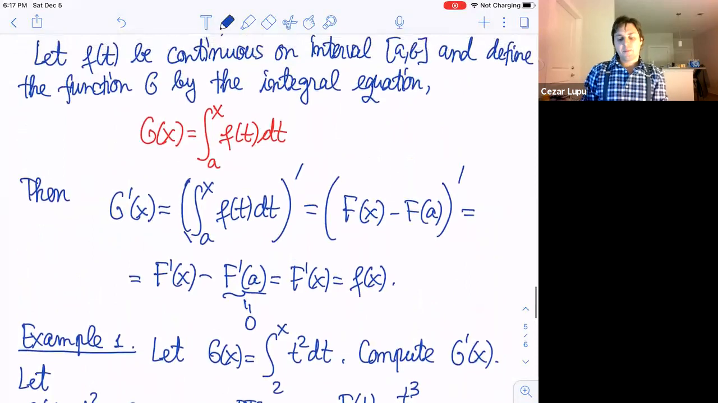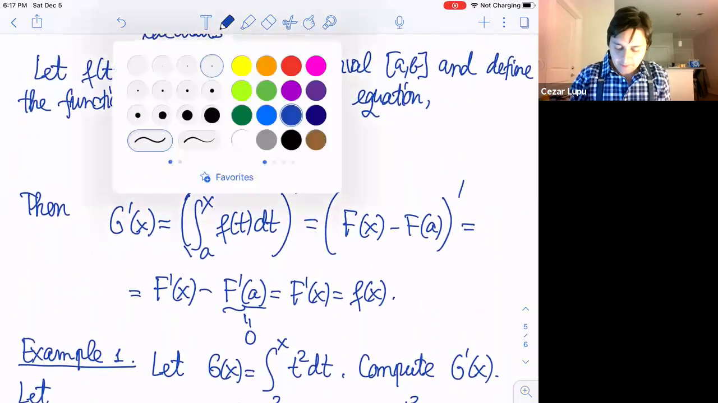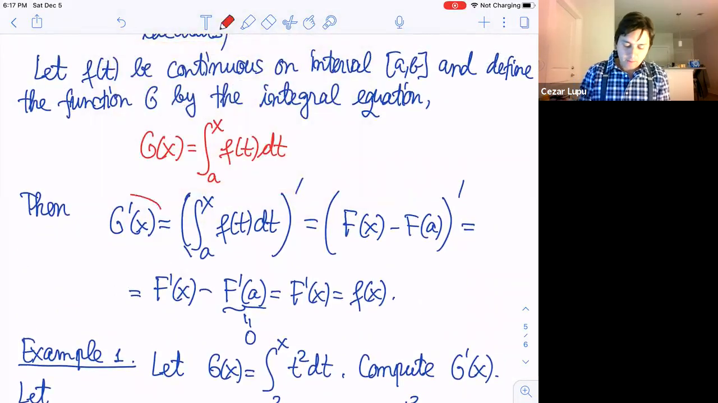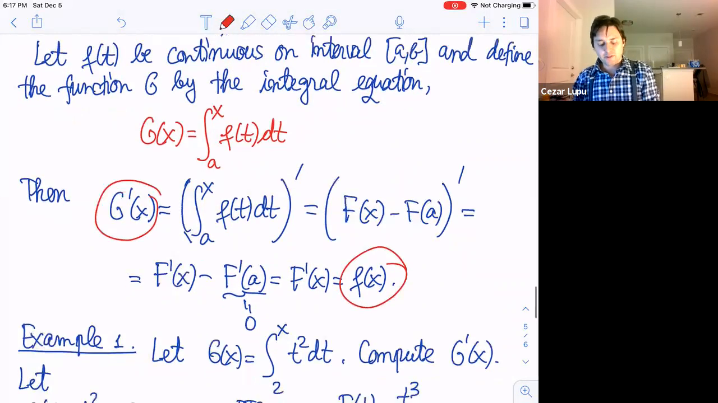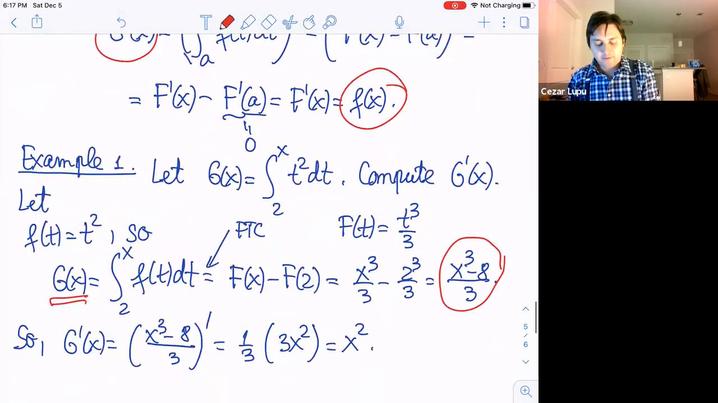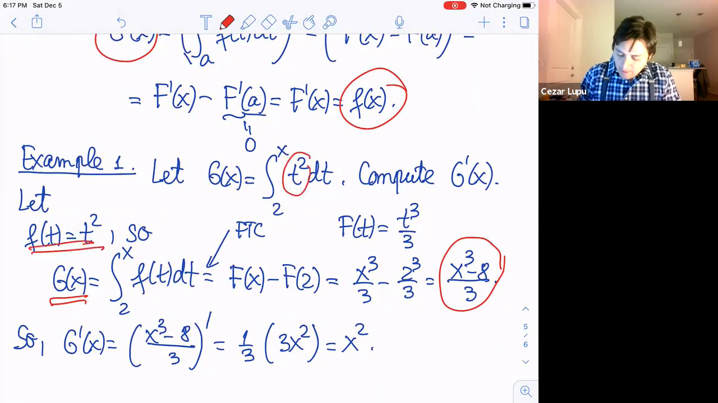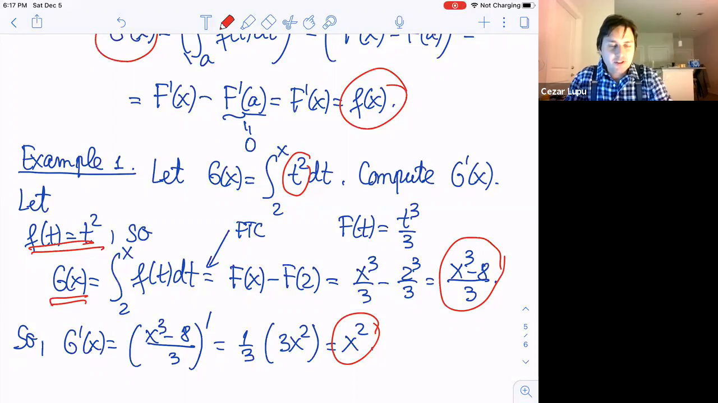Which will be, well, as you can see, if we go back with what we did, look, we identify here g prime of x. This is nothing else than just f of x. The function inside, you see, the function inside here is t squared. So in our case, I got exactly x squared. You see? So it's just an application of the fundamental theorem of calculus. All right, now let's see another example.